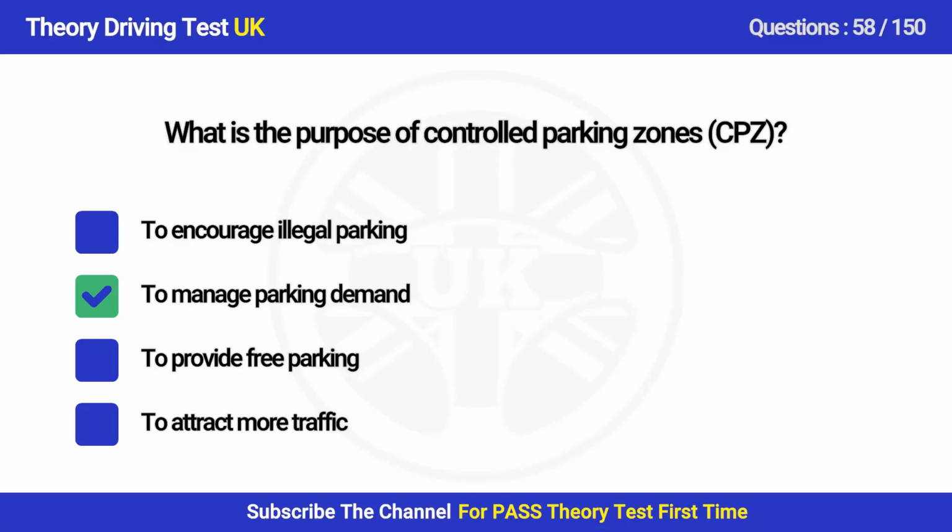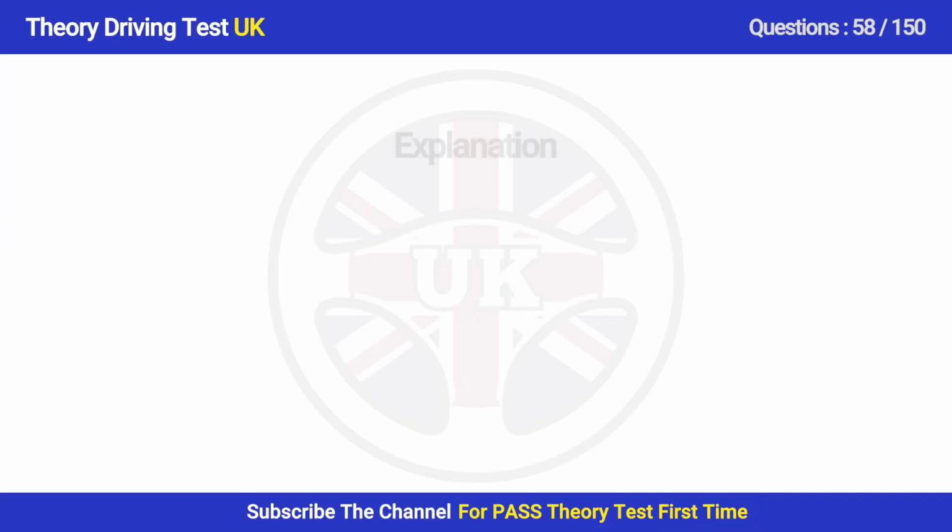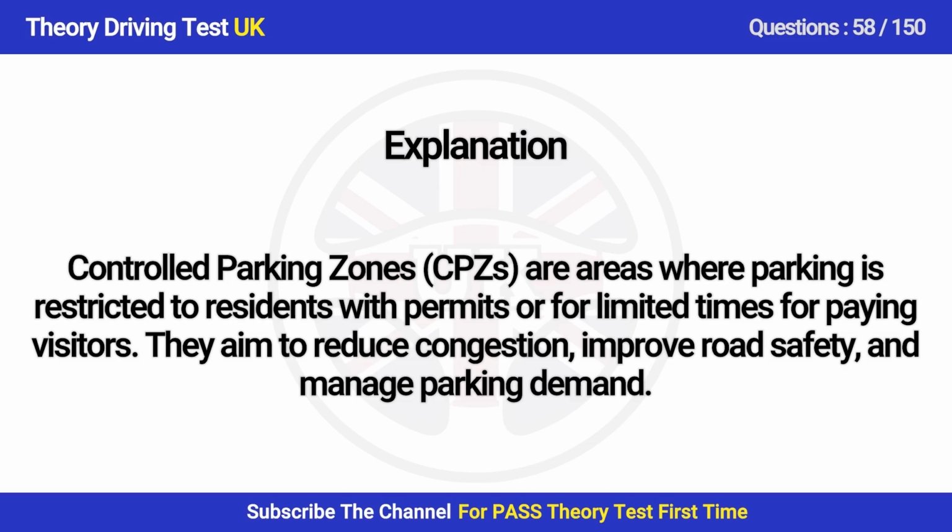Answer is B. To manage parking demand. Controlled parking zones are areas where parking is restricted to residents with permits or for limited times for paying visitors. They aim to reduce congestion, improve road safety, and manage parking demand.